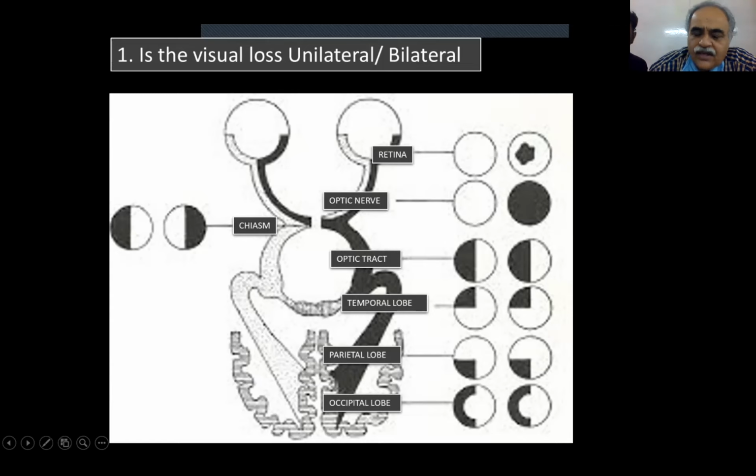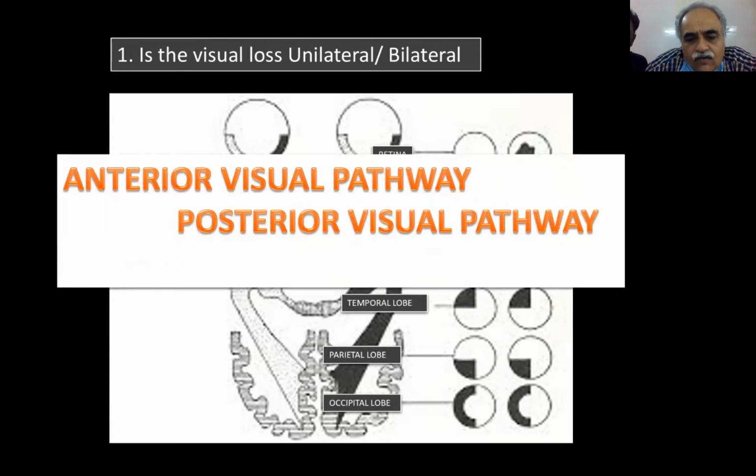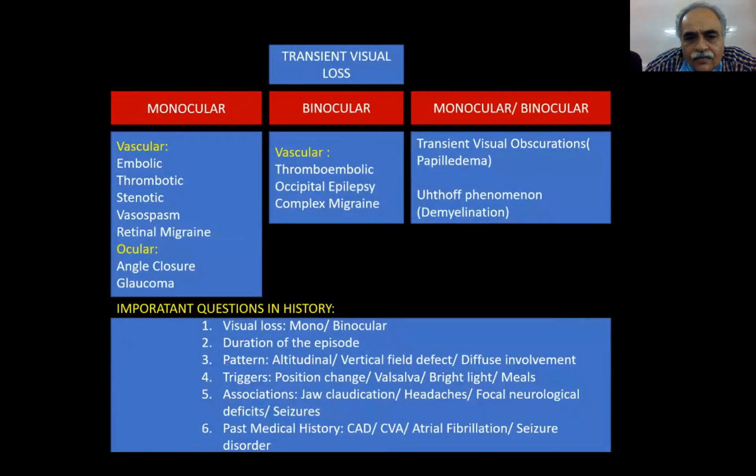The posterior visual pathways appear after the optic chiasma. It's important to remember that there are two types of visual loss, those involving the anterior visual pathway and those involving the posterior visual pathway. The one which involves the anterior visual pathway is monocular, and the one which involves the posterior visual pathway is binocular and hemianopic. Again, I further segregate visual loss into two types. Is it transient or is it permanent?